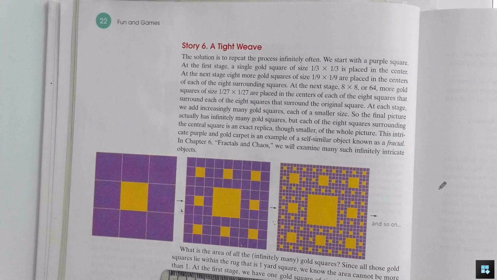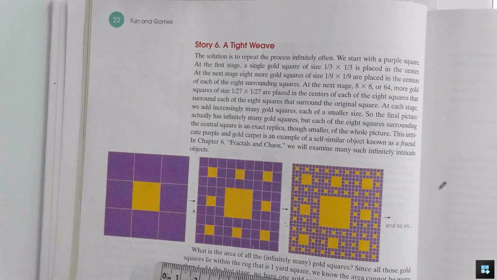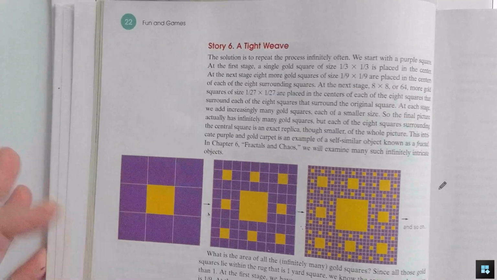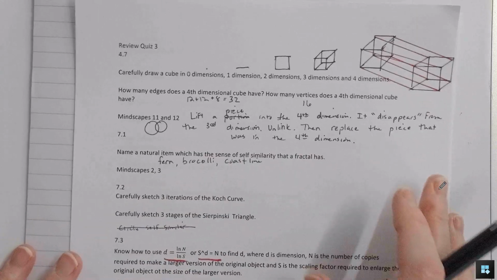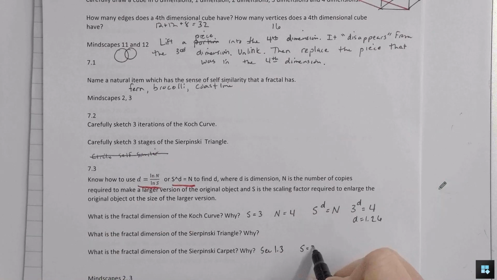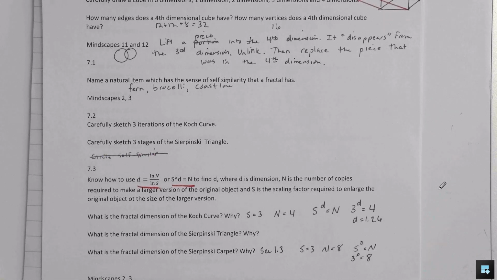Scaling factor of 3. And how many copies do we need? Did you look in there and see how many copies? 8 copies. Good. See, 1, 2, 3, 4, 5, 6, 7, 8. Because remember, the center is empty. So scaling factor 3, number of copies 8. So you'll go ahead and find what D is using that.